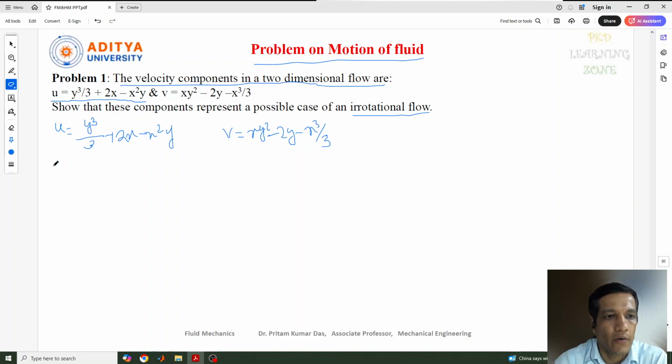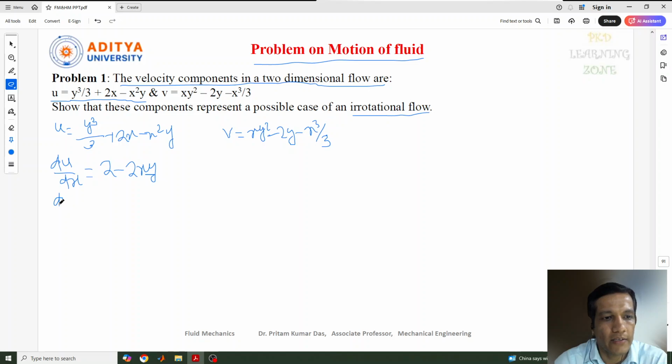Here I'll take the derivative of u, let me write du with respect to dx. Let me find the derivative of this velocity equation with respect to x. In the first part there is no x term, so it will be neglected. The derivative of 2x is 2, minus the derivative of x square y, which is minus 2xy. So this is du by dx.